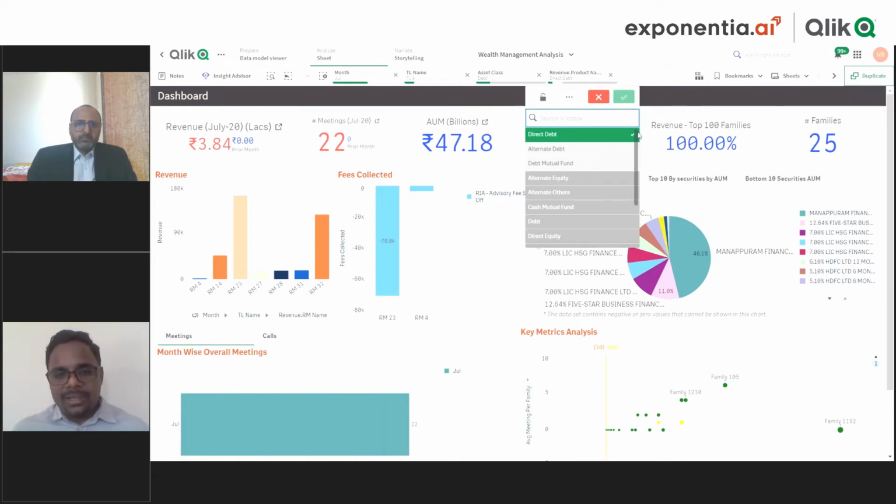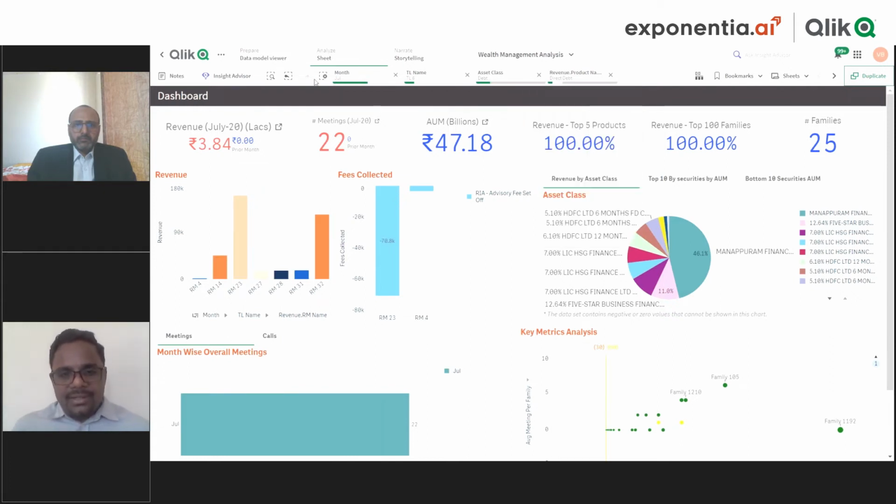So that's the power of gray, and this all is possible because of the associative nature and capability that Qlik has, and this is one of the patented technologies that Qlik's associative engine has, which brings you this benefit. Now we have looked at this particular part.